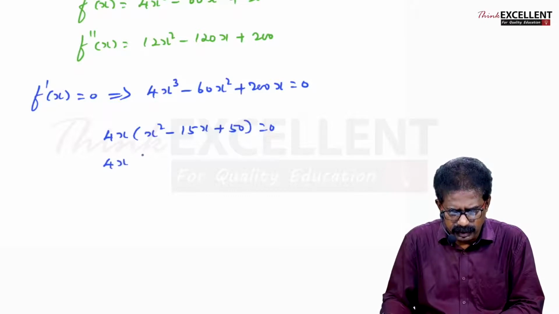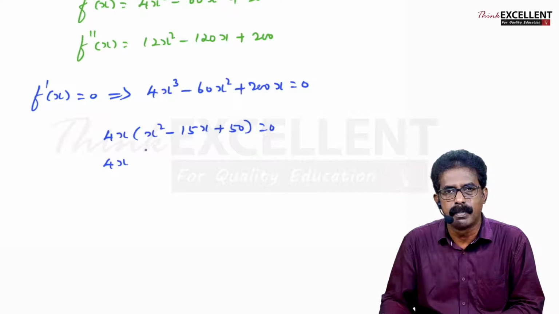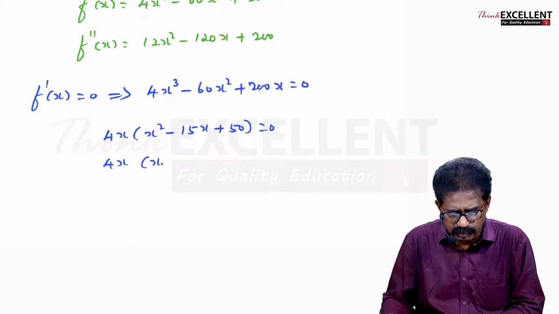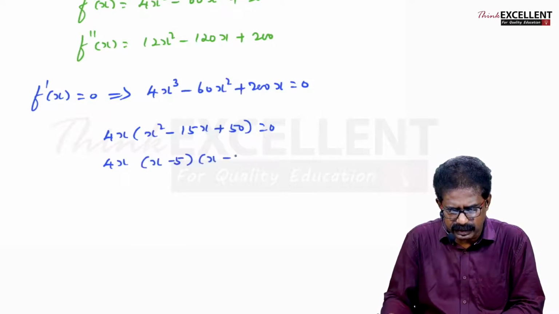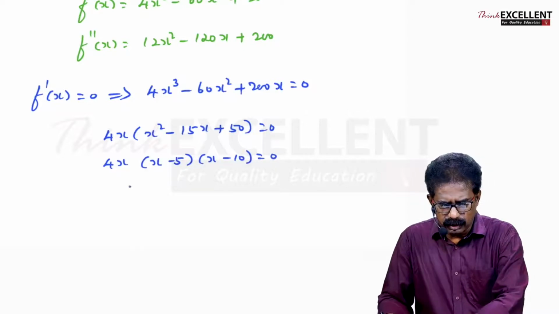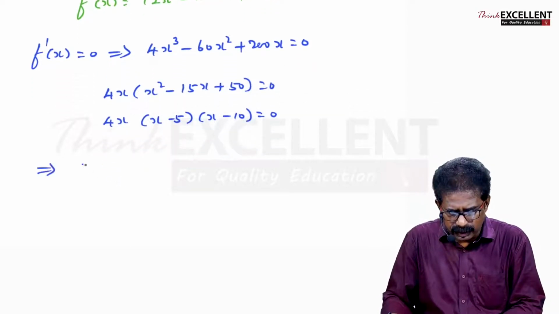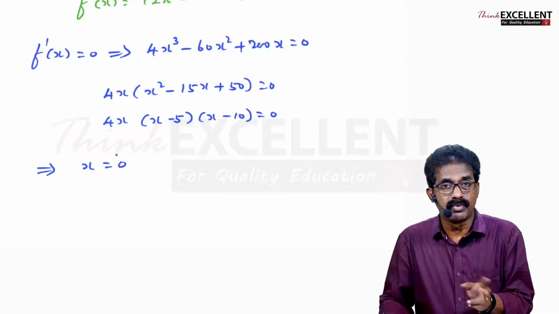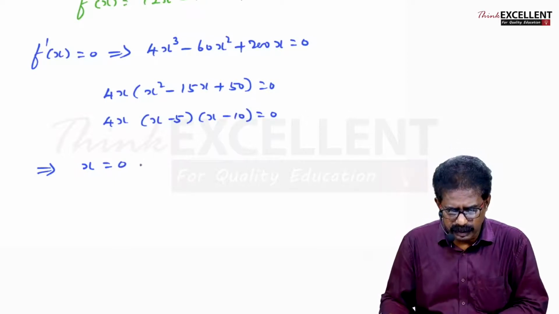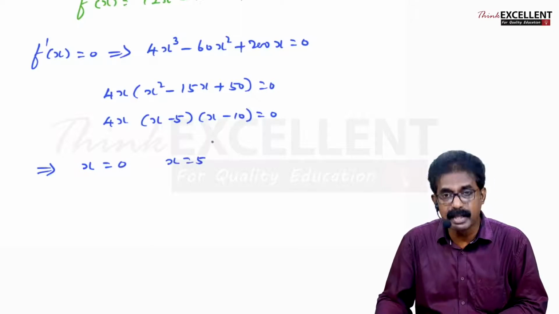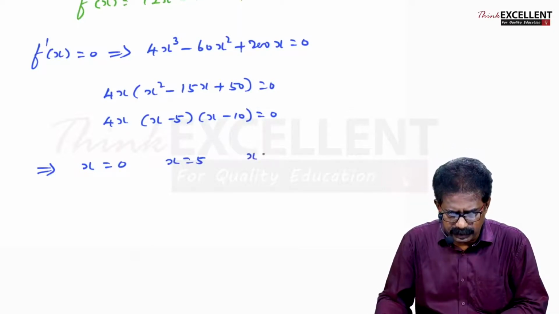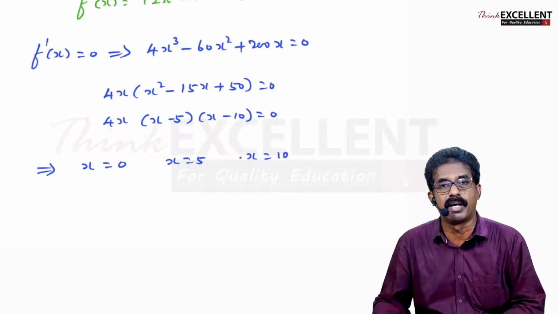4x, into sum is minus 15, product is 50: minus 5 and minus 10. So (x minus 5)(x minus 10) equals 0. So you are getting three values. One value is x equals 0, because 4x equals 0 means x equals 0. x minus 5 equals 0 means x equals plus 5. x minus 10 equals 0, so x equals plus 10. These are the three stationary points.